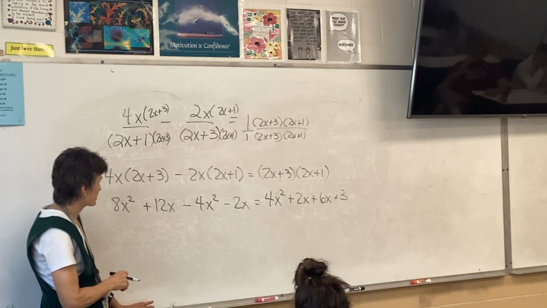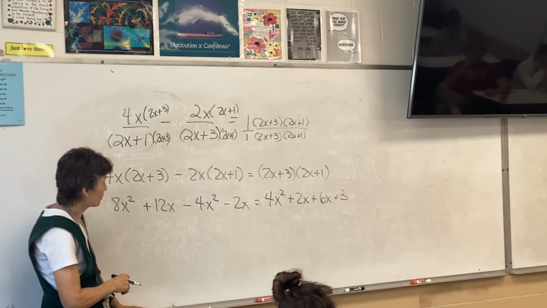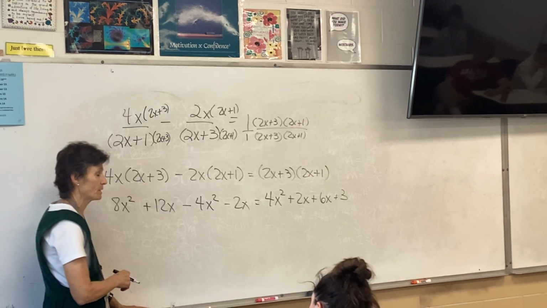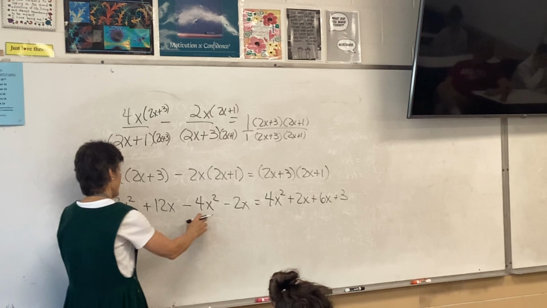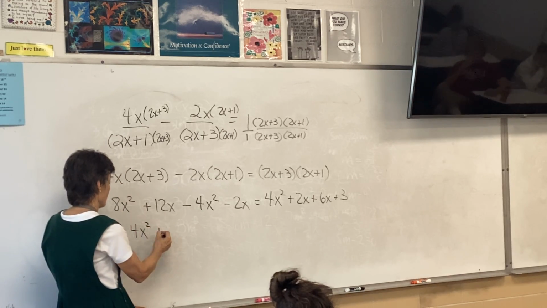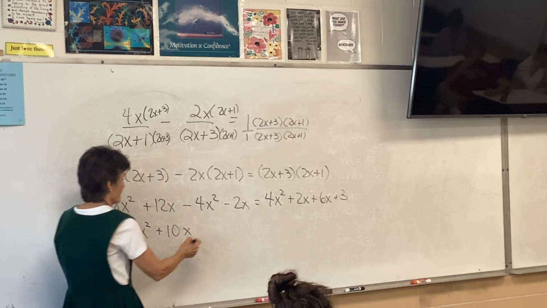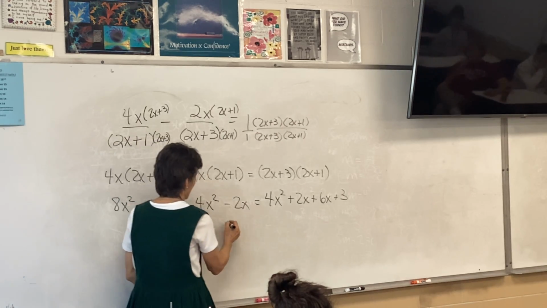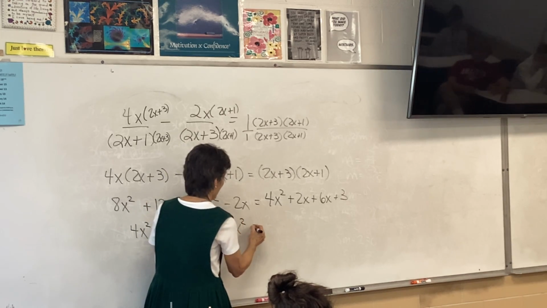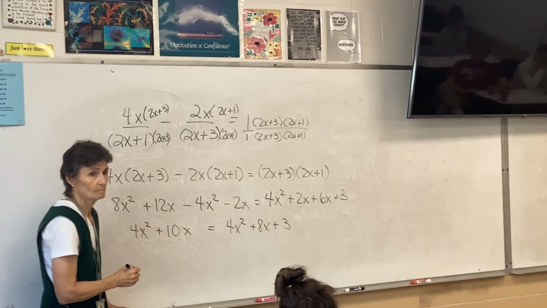What a mess. It would probably be easier to clean up each side first, would you agree? So let's clean up over here. That's going to be 4x squared plus 10x. And then equals 4x squared plus 8x plus 3.